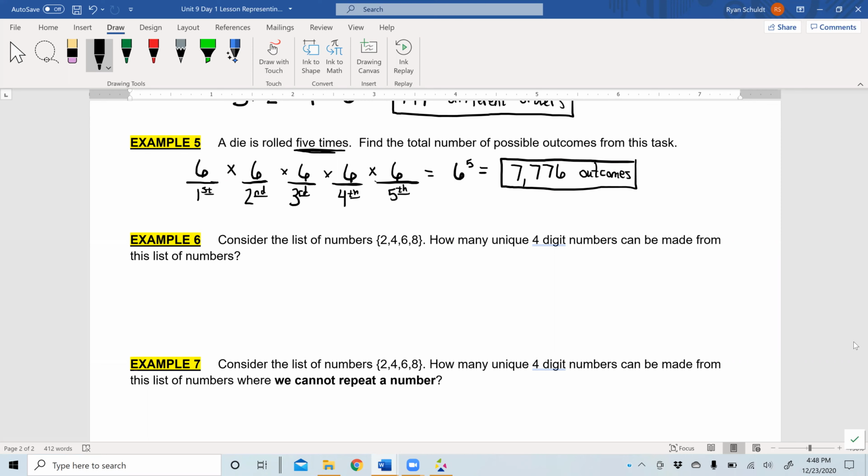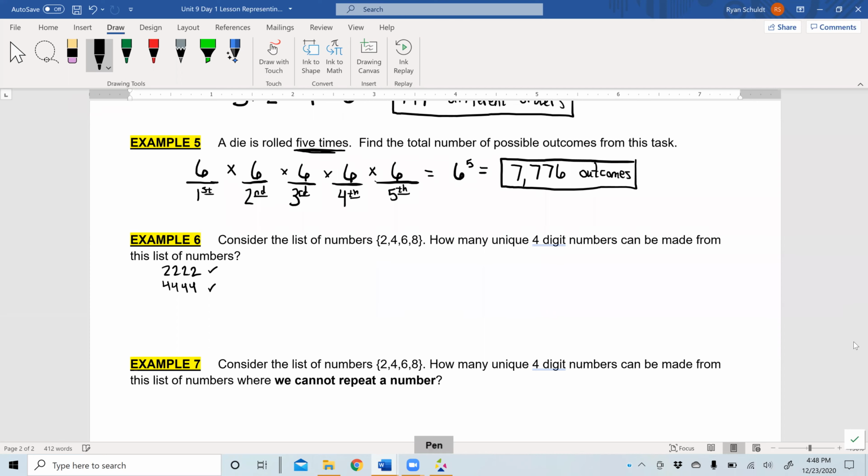Okay, next example. Let's consider a list of 4 numbers, 2, 4, 6, 8. How many unique 4-digit numbers can be made from this list of numbers? It doesn't tell us anything as far as whether or not we can repeat. So if it doesn't say, we assume we can repeat, meaning we can have a 2, 2, 2, 2, because we're doing 4-digit numbers. We could have a 4, 4, 4, 4. These are all valid options because it doesn't tell us they're not. If it told us they're not, then they would be bad. But it doesn't say that.